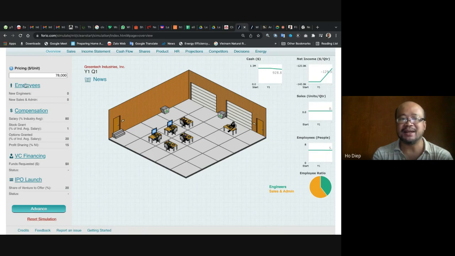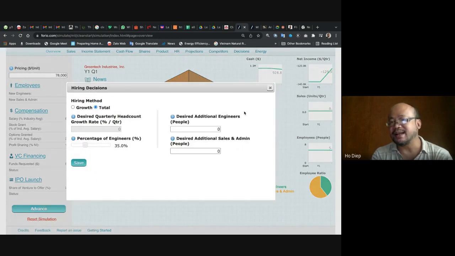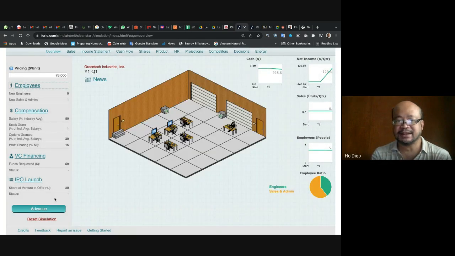Let's do that. Maybe increase in terms of sales. We can survive for 2 years. Hopefully we can sell something within 2 years. So let's increase the salespeople by 1. Let's advance.